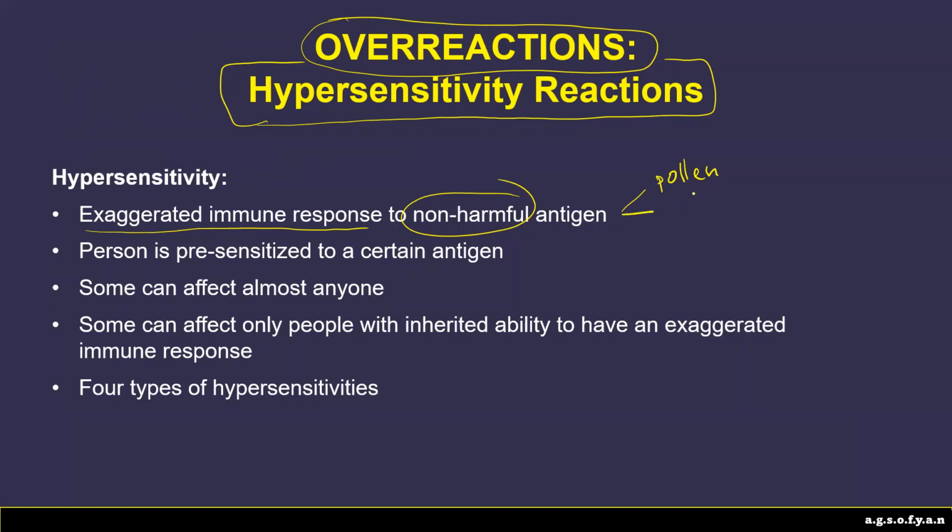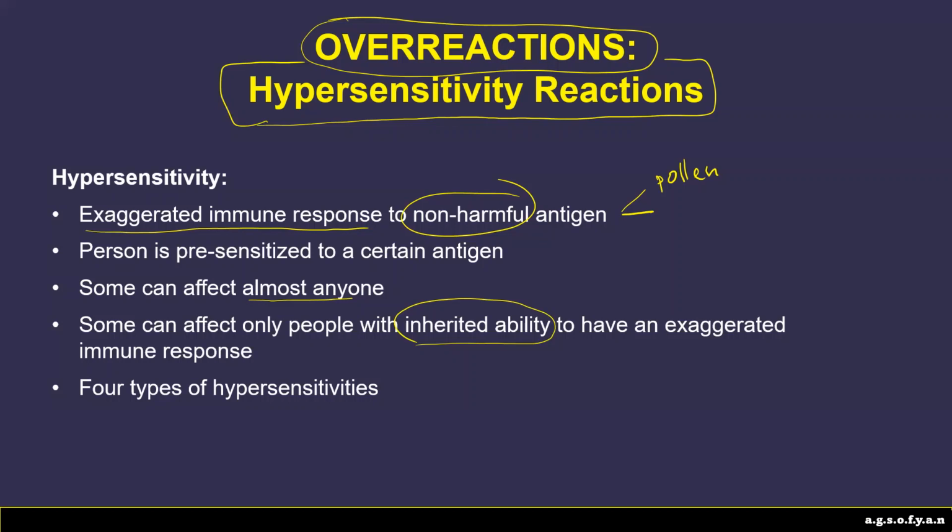Blood transfusion, for example. Blood that enters our body from a donor usually is not harmful, but still our body tries to remove it, tries to attack it. So this is hypersensitivity. Some can affect almost anyone, but some can affect only people with an inherited tendency to have this hypersensitivity. Some people may be normal against pollen, but some people become allergic to that pollen, and sometimes this is caused by inheritance.